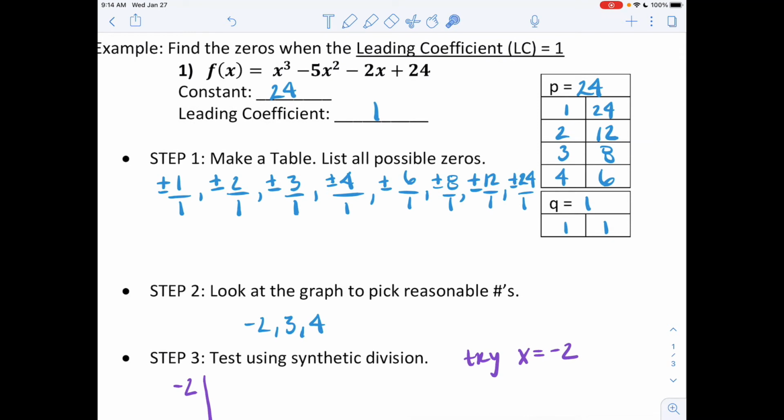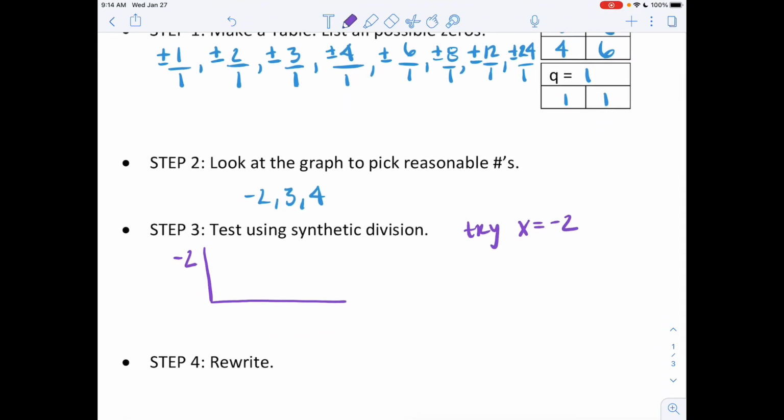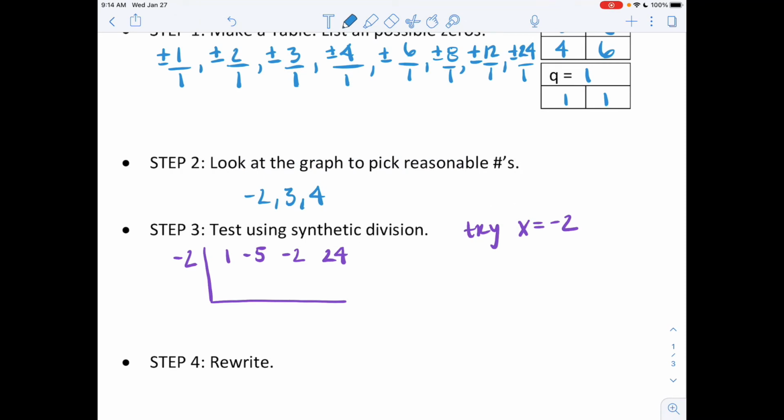And I want to check my polynomial. I have a third power, second power, first power, no power, so I don't need to add any of those placeholder zeros this time. 1, negative 5, negative 2, and 24 are my coefficients. Remember that for synthetic division, you bring down the first number, multiply it by our house number, our k value, and write the result underneath the next column. So 1 times negative 2 is negative 2, and then I add to get negative 7. Negative 7 times negative 2 is a positive 14, and I add to get 12.